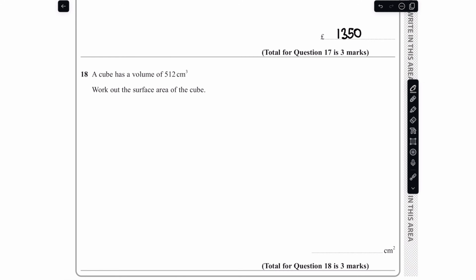In question 18, we are told that a cube has a volume of 512 centimeters cubed. Work out the surface area of the cube. So this is a rough sketch of a cube. I'm going to call this width x, this length x, and this height x. And in order to obtain the volume of a cube, I need to multiply all 3 of those values.